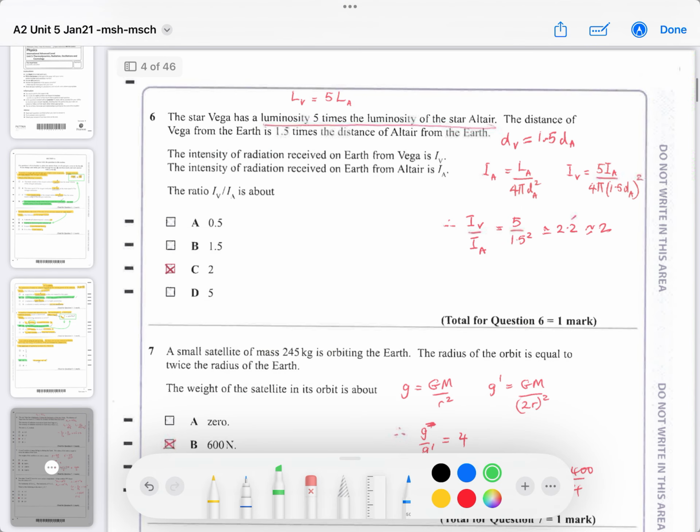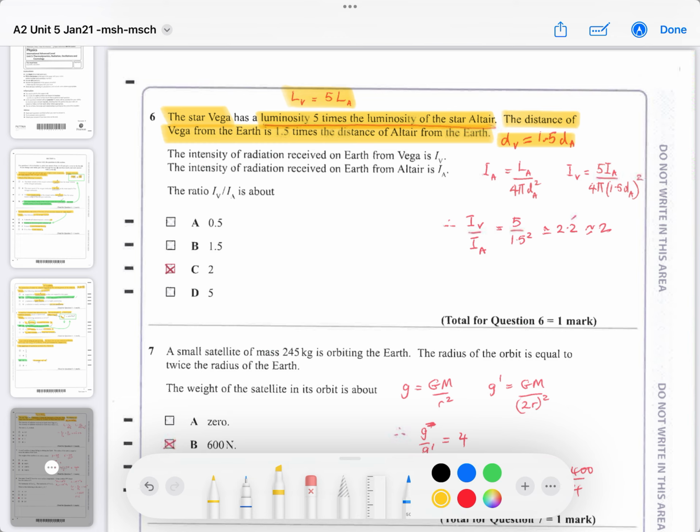Question 6 is the star Vega. They're giving you the luminosity is 5 times the luminosity of another star, Altair, so I've written it like this, mathematically. And then they give you the distance of Vega from the Earth is 1.5 times the distance of Altair from the Earth. So again, I put it as an algebraic expression. It's now 1.5 times the other one.